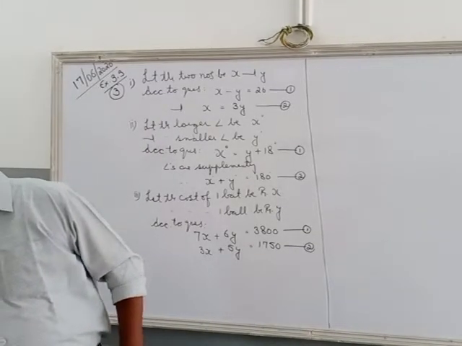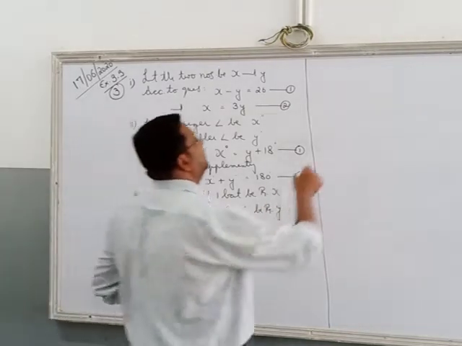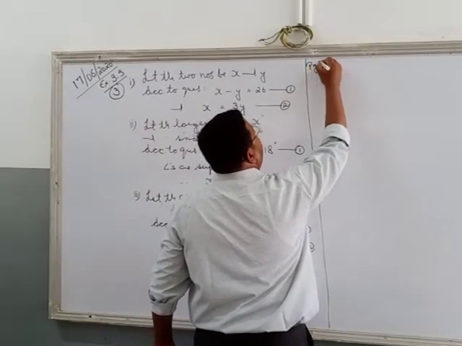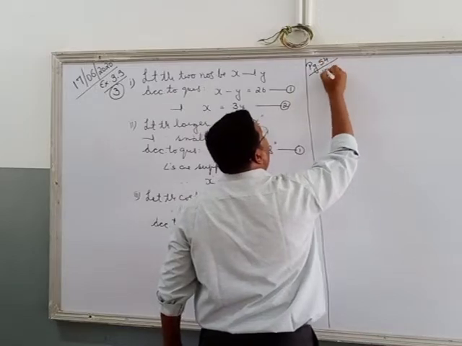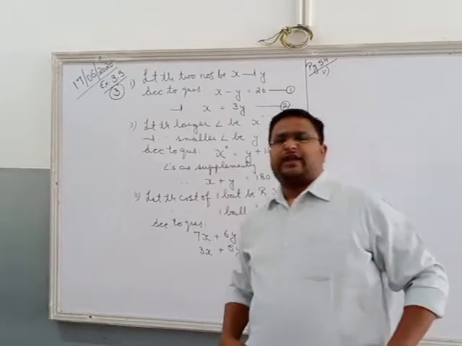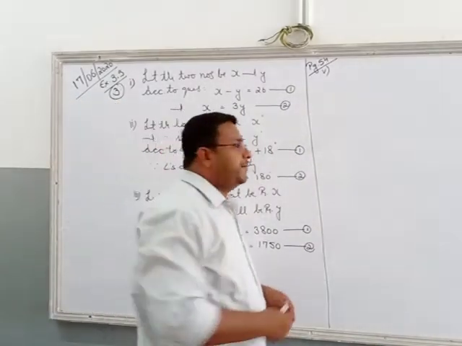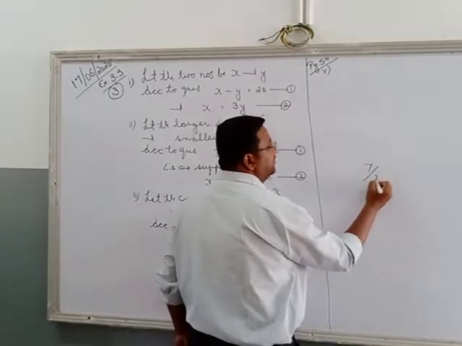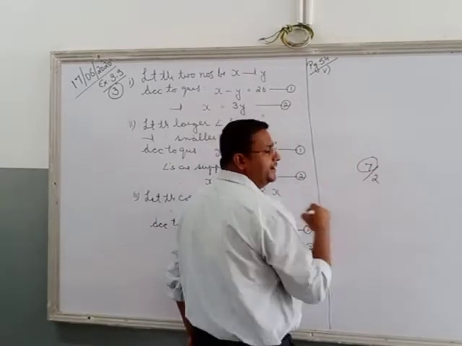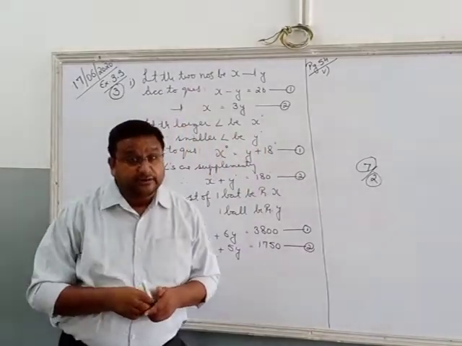Page number 54, fifth part. These are fraction questions. So let us discuss fractions. All of you know what is a fraction. 7 upon 2, 3 upon 5. 7 upon 2 is a fraction. 7 is the numerator, 2 is the denominator. So here also these are fractional questions now.